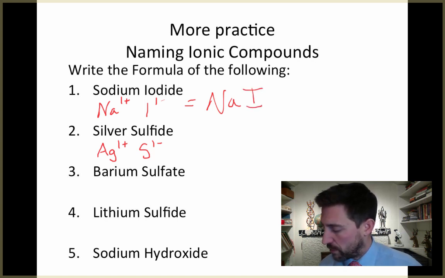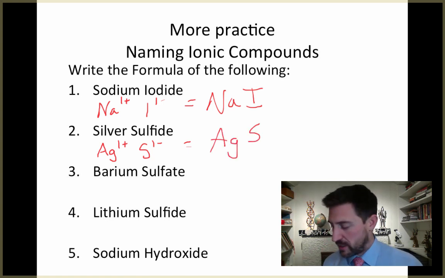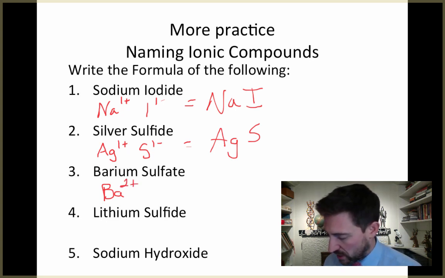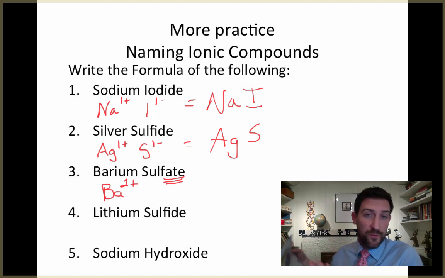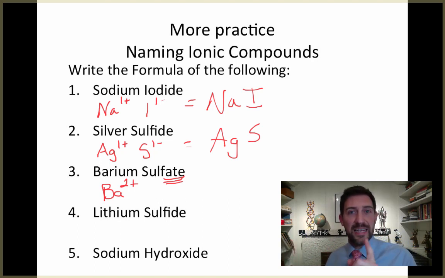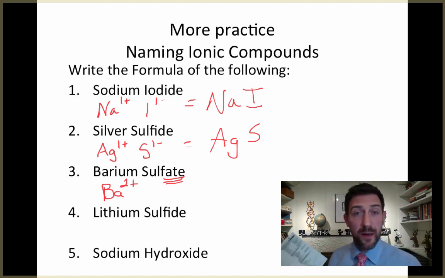Silver and sulfide, 1 plus, 1 minus, that's going to be AgS. And I wanted to check more closely on this one. When I look up barium, barium's got a 2 plus charge, but then I end up with sulfate. Now, I always run into the problem where people think that's sulfide, they look up sulfur, they move on. But it ends in "ate," which means it's a polyatomic ion.